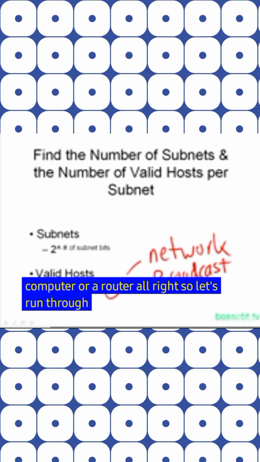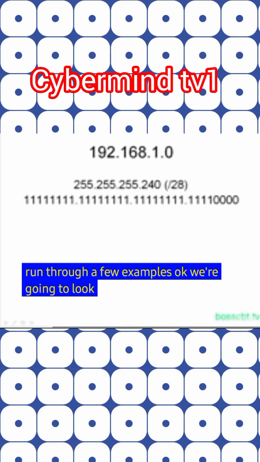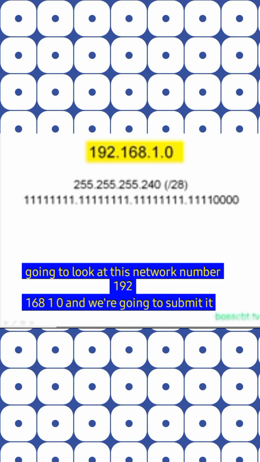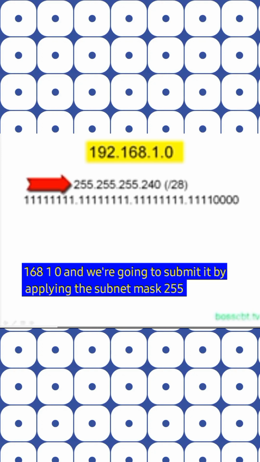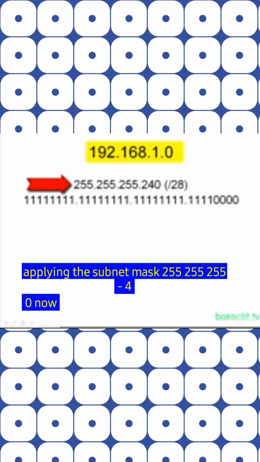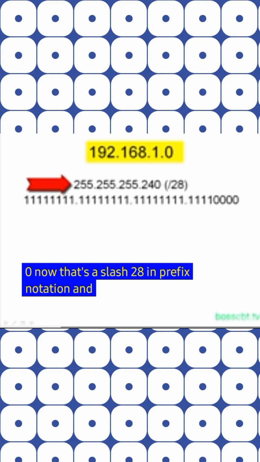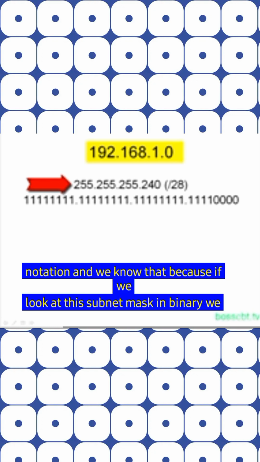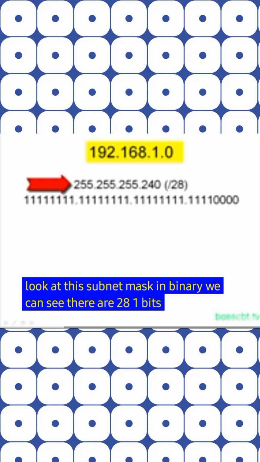All right, so let's run through a few examples. Okay, we are going to look at the network number 192.168.10.0, and we are going to subnet it by applying the subnet mask 255.255.255.240. Now, in prefix notation, we know that because if we look at the subnet mask in binary, we can see there are 28 one bits, right?